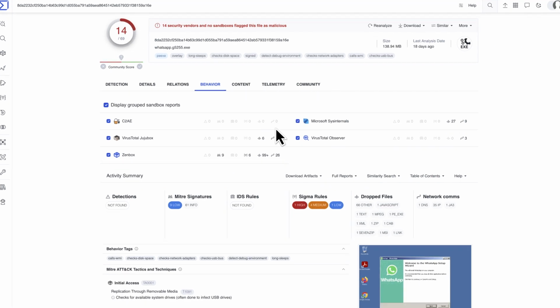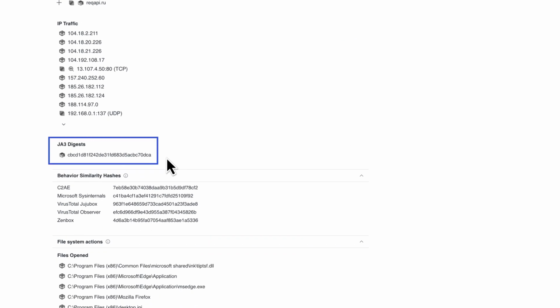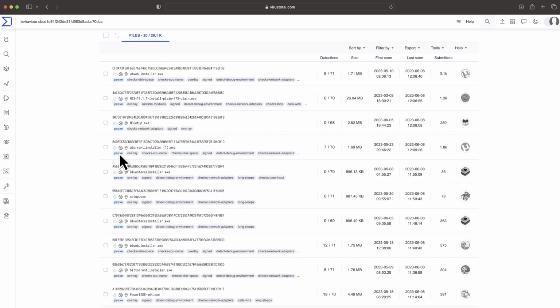Depending on the traffic generated by a sample in the sandbox, we might get its JA3 hash. This is the signature of a malware communication for certain protocols, and although quite broad, it can help us identify more samples belonging to the same family.